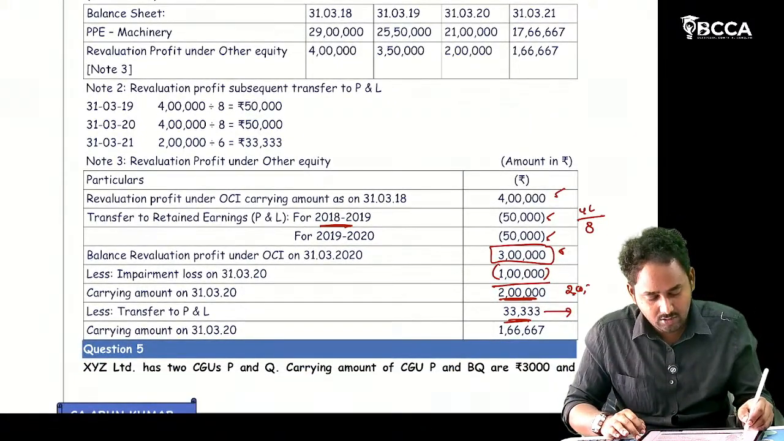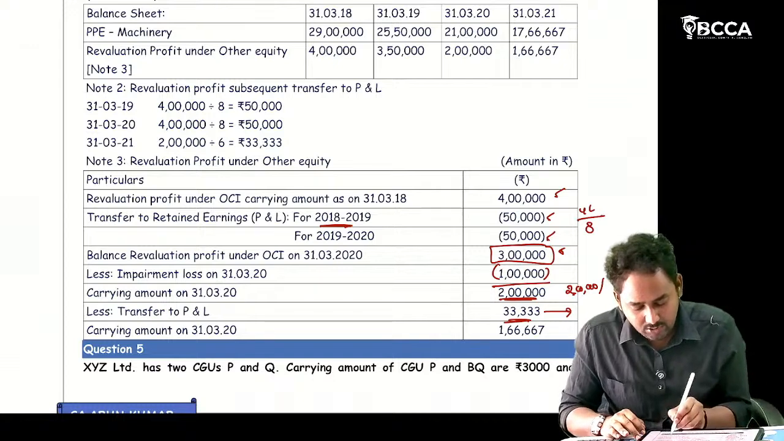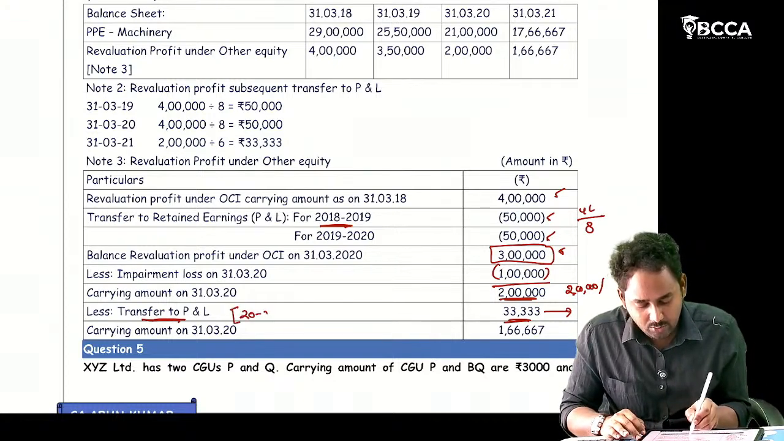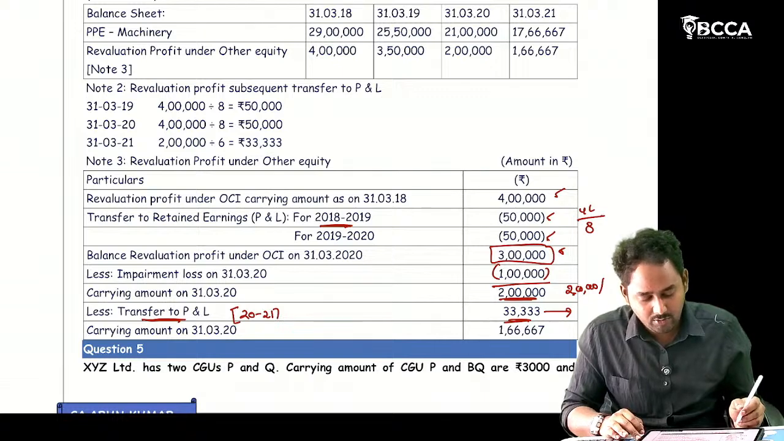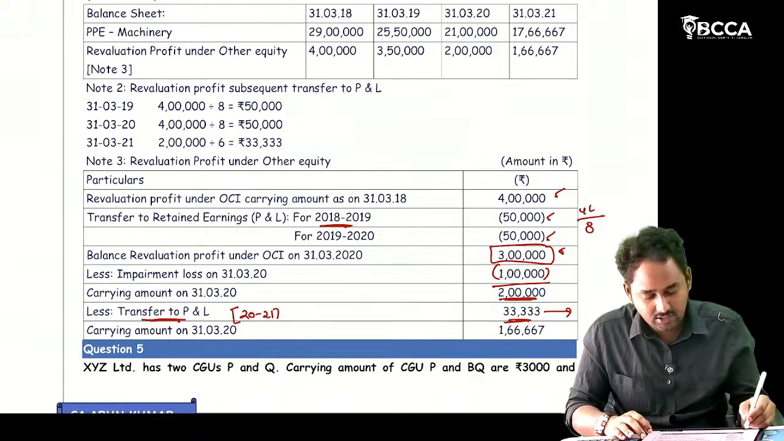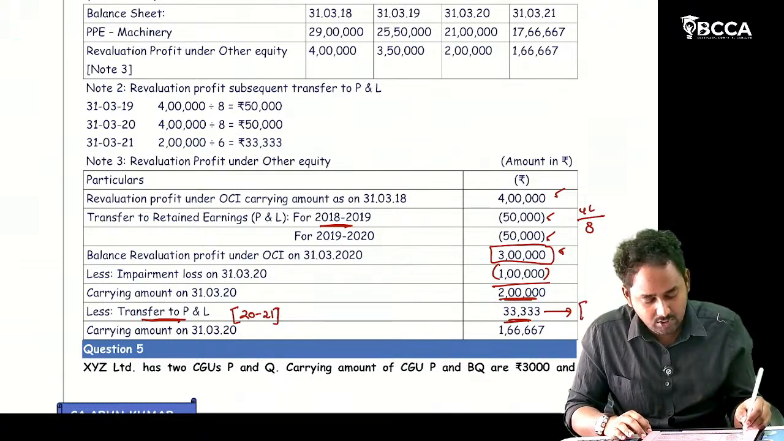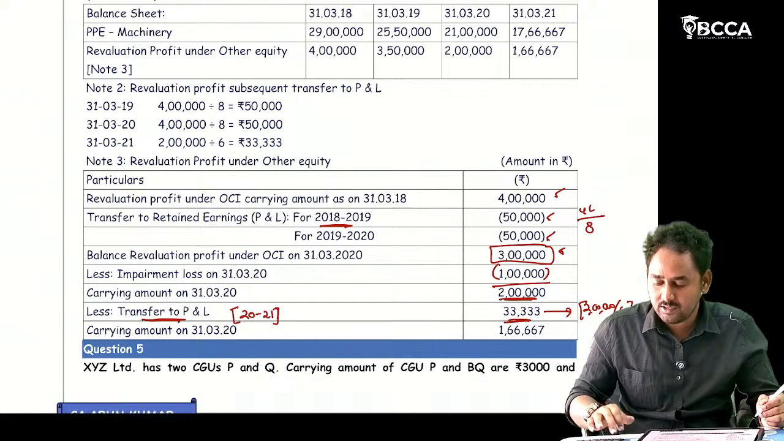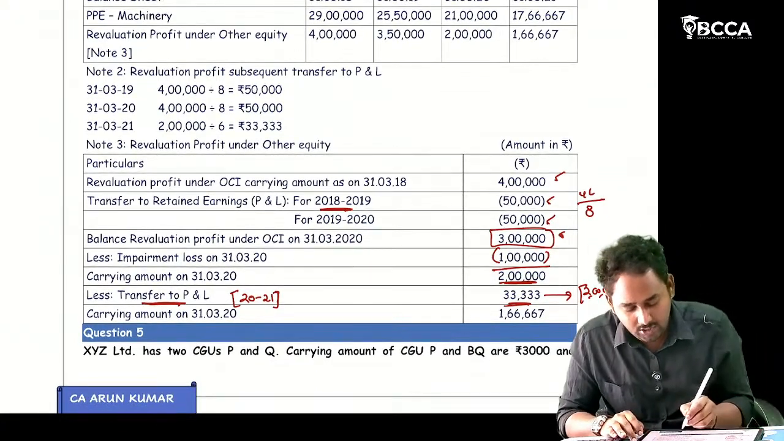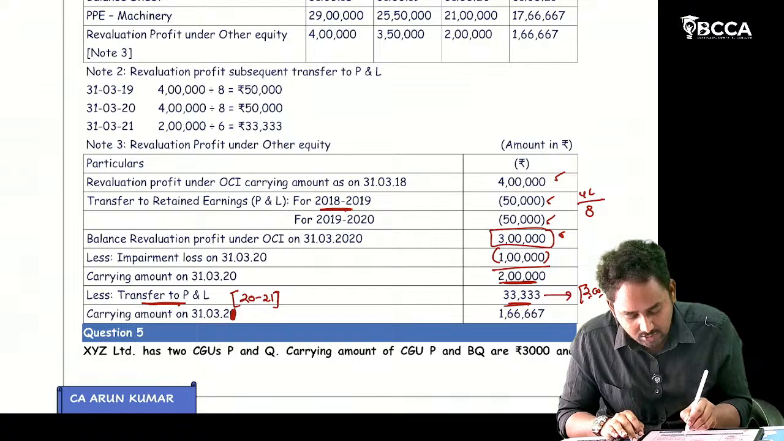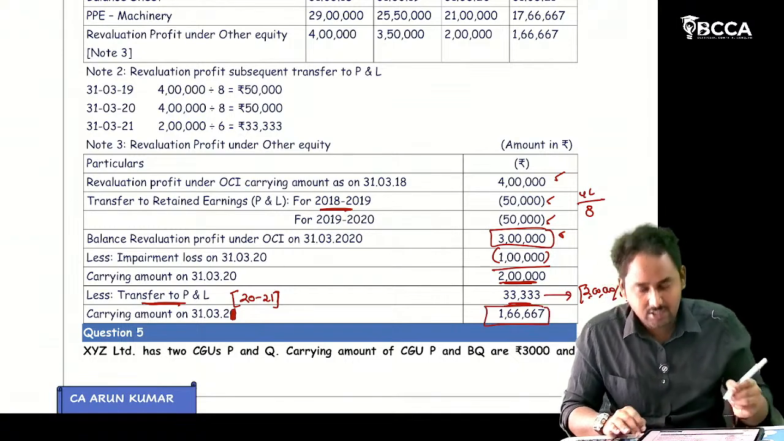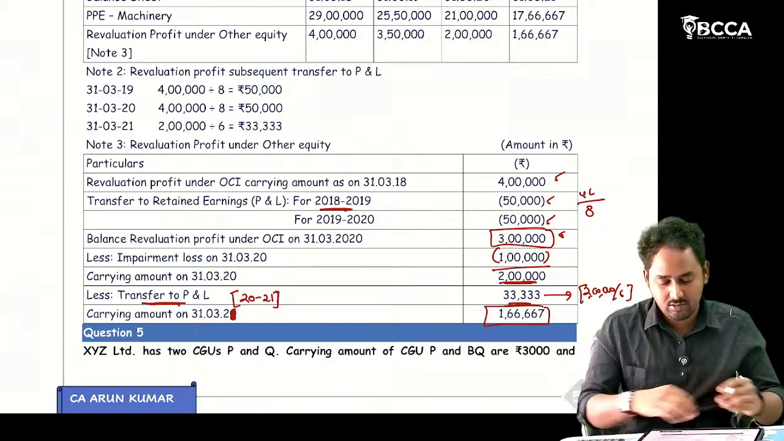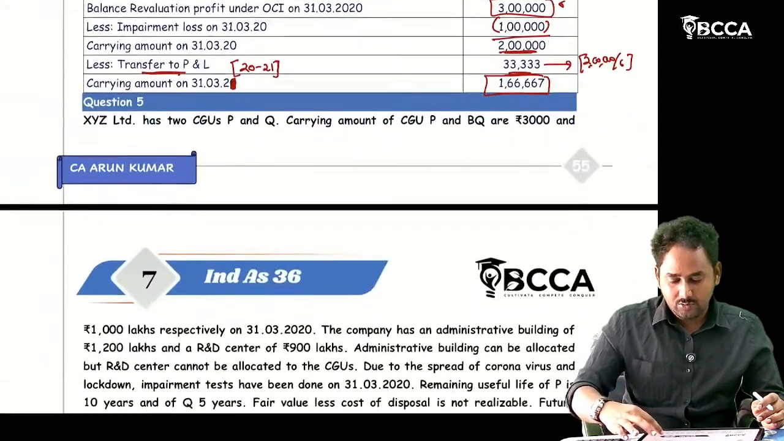So 2 lakh divided by, because it should be transferred to P&L during 2021. For 2021, what is the remaining useful life? 6 years. So that's why this 2 lakh should be transferred to P&L over the period of 6 years. 2 lakh divided by 6, 33.33. Then I got the closing carrying amount as on 31st March 21, 1,66,667. Question number 4 is completed.